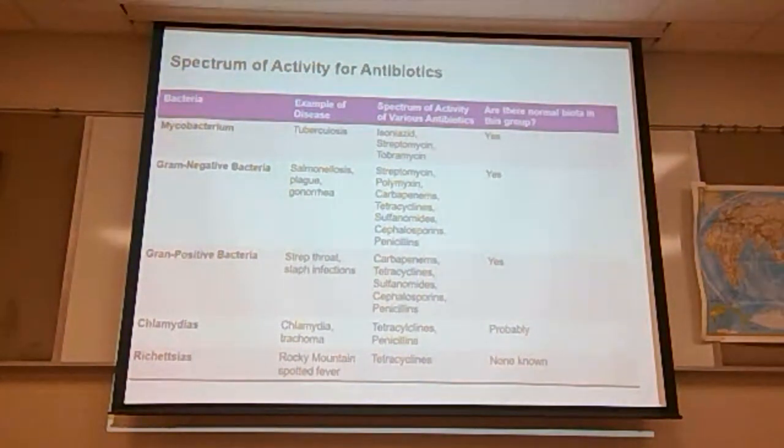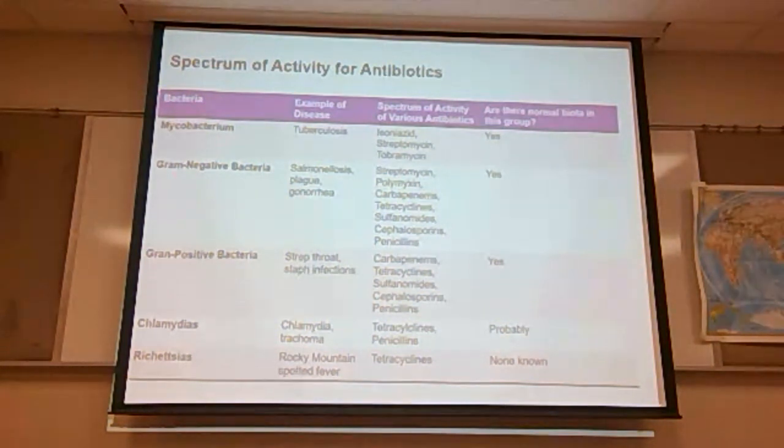So here are some bacteria, the disease that they cause, and the spectrum of activity of various antibiotics. And when it asks, are there normal microbiota in this group? What that's asking is, are there normal microbes on your body that may be beneficial to your body in the same group of bacteria as this? And the answer is yes. There are mycobacteria that are on the surface of our bodies.